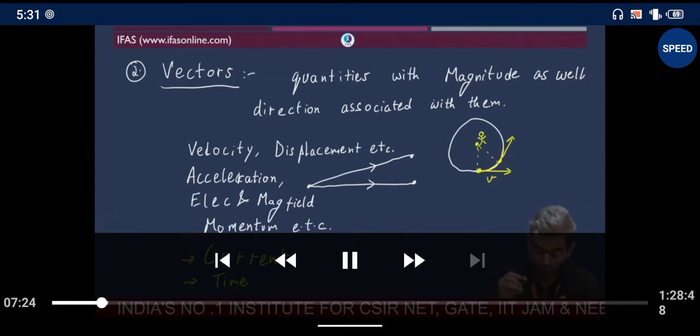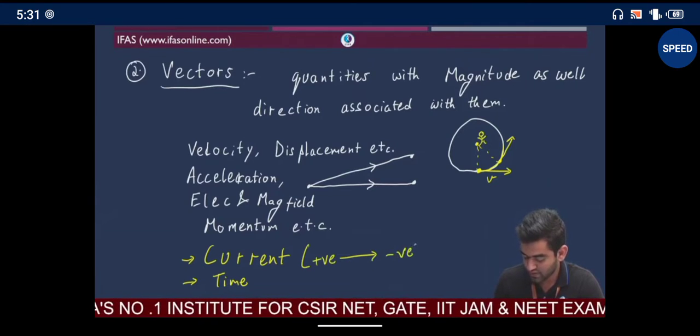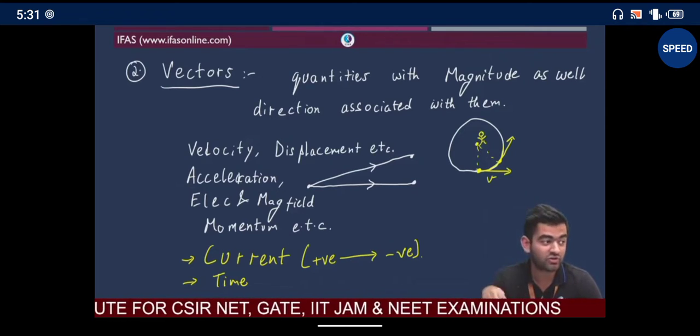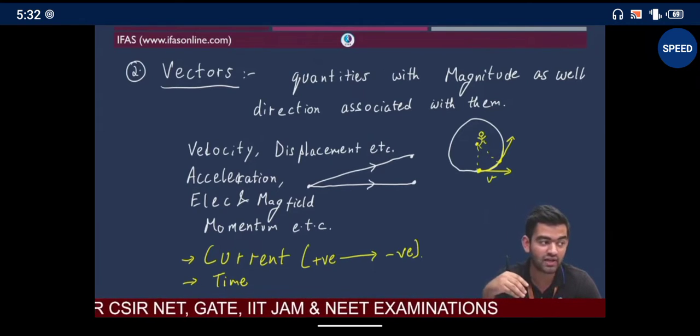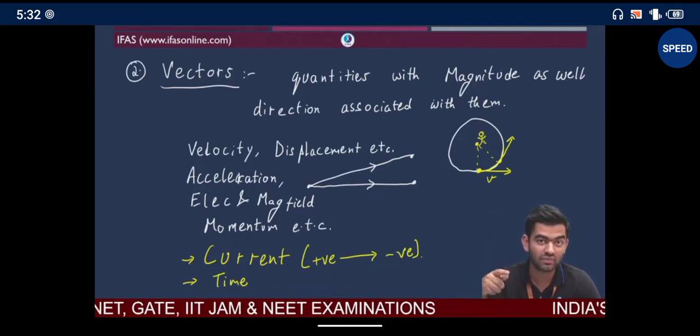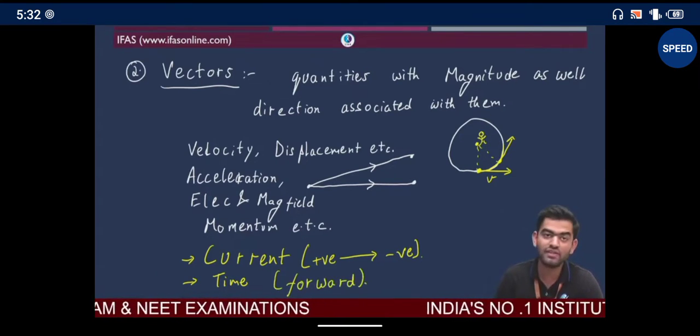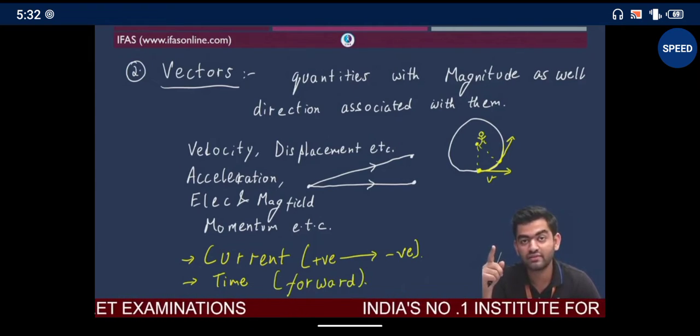Now, current always moves from the positive terminal to the negative terminal. Some of you might be thinking, how do I write positive terminal to negative terminal? Electrons move from negative to positive terminal, but here I am talking about the conventional current, which usually travels from the positive terminal to the negative. And time always moves forward. Time never moves in the backward direction. So these things have a direction associated with them.